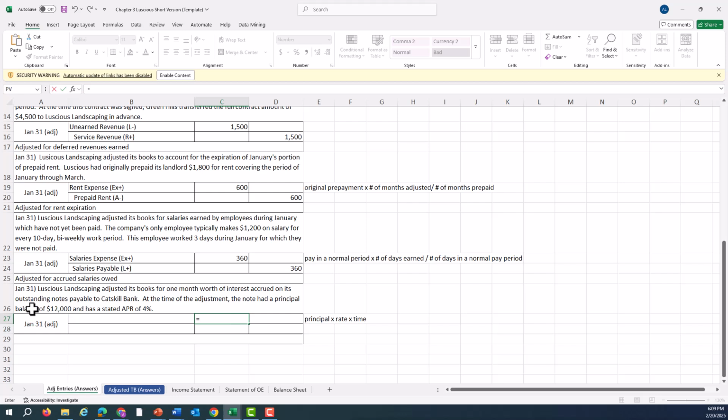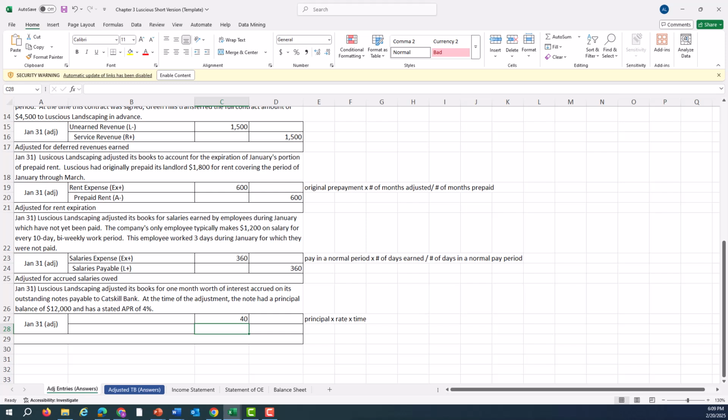We know that the principal balance currently of this note is $12,000. We know that the stated rate that we agreed to when we signed our promissory note to take out this loan is 4%, but they always have that as an annual percentage rate. So now time means what portion of a year are we accruing for? We're accruing for 1 month. So 1 out of 12. And when I math all that out, I come up with $40.